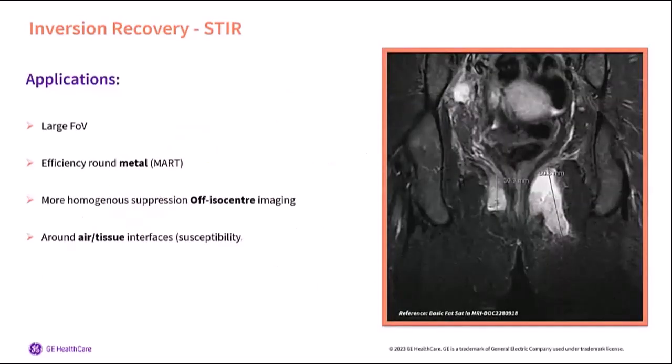So what are the main applications? As I mentioned, for large fields of view, it is very efficient around metal, provides a more homogeneous suppression off isocenter, and is very good around air tissue interfaces. So again, the neck area, kind of way.